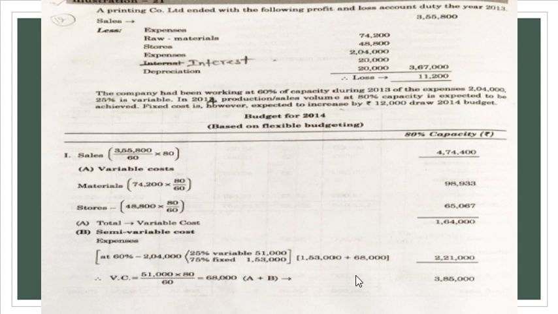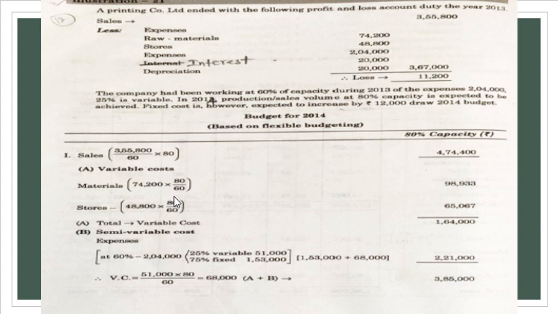So your semi variable expenses consist of 68,000, which is your variable expense from this calculation. Your fixed expense will remain the same. For 60% it will remain the same, for 80% also it will remain the same. It will not change irrespective of changes in the number of units. So it is 1,53,000, but only the variable will change for 80% capacity. So 1,53,000 plus 68,000 will give you 2,21,000. You will have to add 2,21,000 with 1,64,000. You will be getting 3,85,000. So this is your total cost for 80% capacity.